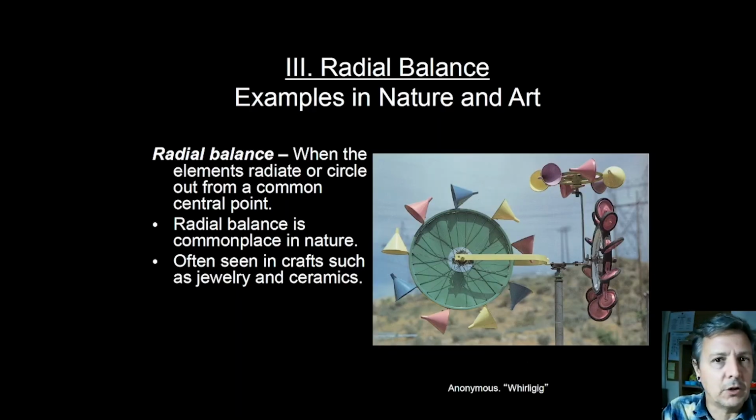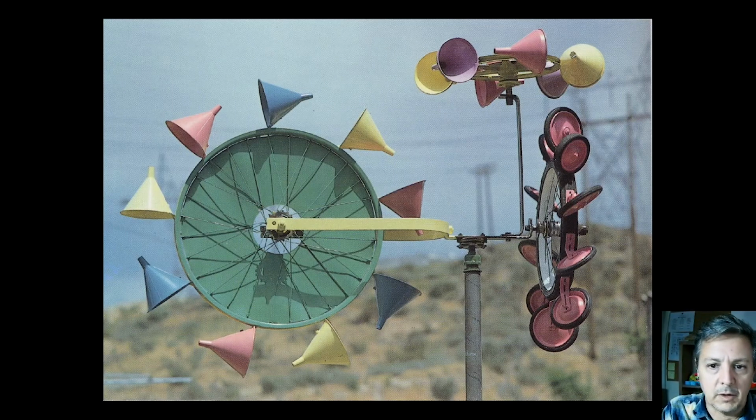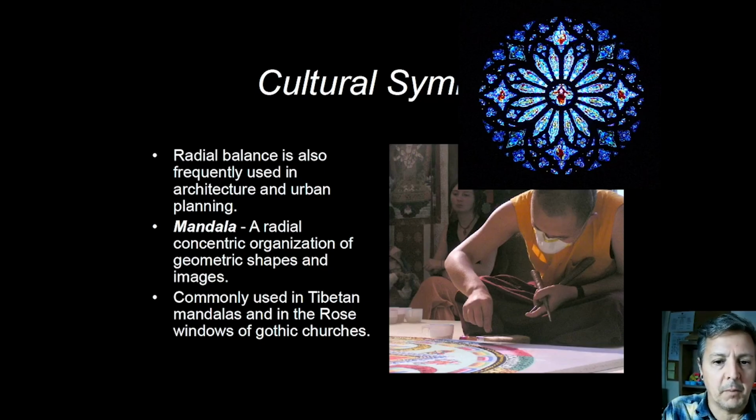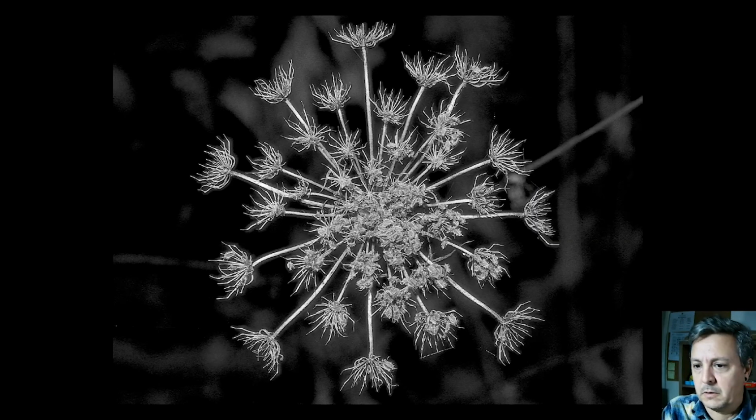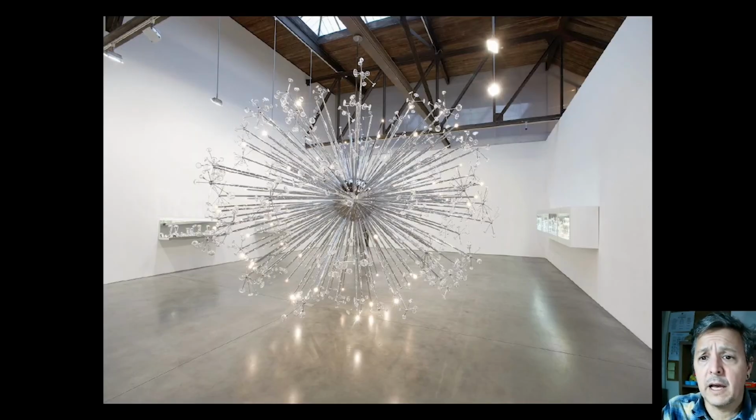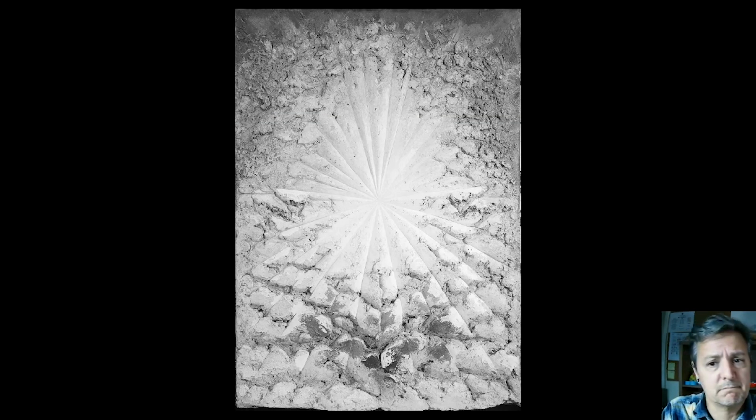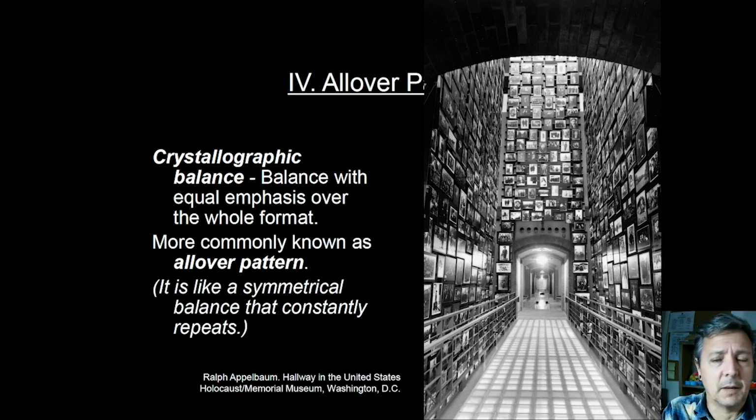Okay, radial. Radial is when elements radiate or circulate around from a common center. So we have a center and everything comes out from the center. So here we have a piece right in here, a sculptural piece. We have mandalas, right? We have flowers that we can look at. We have explosions. Again, looking at some of these examples. All over a crystallographic. That means everything, and it doesn't have to be flat, right?